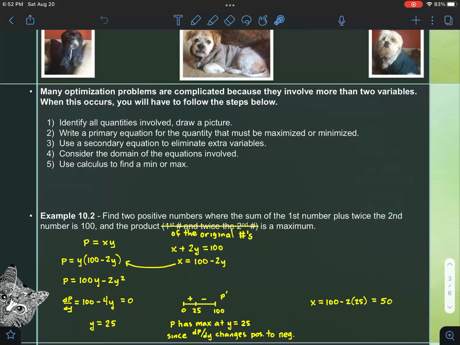This is going to be the equation for the actual quantity that you're trying to maximize or minimize. With many variables involved, you might sometimes have to use a secondary equation. With the secondary equation, we're not actually going to do any calculus on it. It's just there to possibly help us see the relationship between these many variables and hopefully eliminate some of them. We should also be thinking about the domain. In some word problem contexts, if a negative number popped up as a candidate and we were measuring lengths of objects, that wouldn't make sense. So think about domain restrictions. Finally, you use calculus to find a min or max.